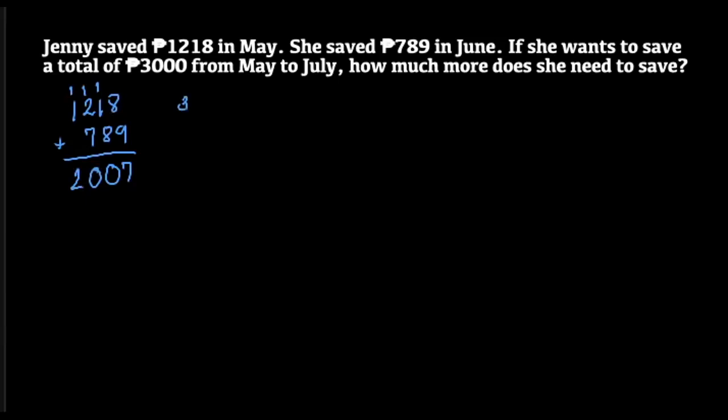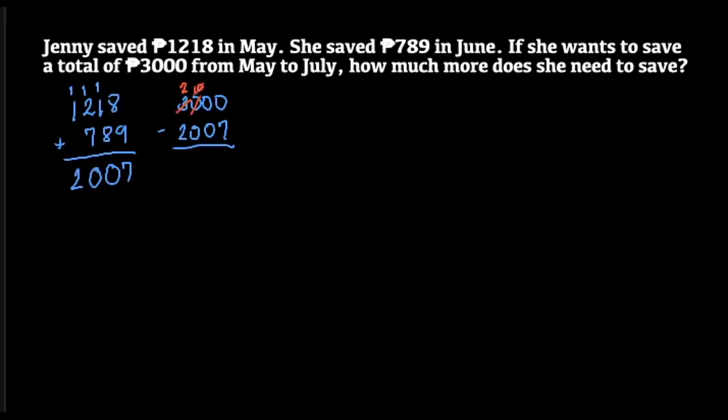So 3,000, subtract 2,007 from that. Since we want to subtract 7 ones from nothing, we would have to regroup from the thousands. We have to get 1,000 from 3,000. So 3,000 will become 2,000. And then the 1,000 that we got from that will become 10 hundreds.